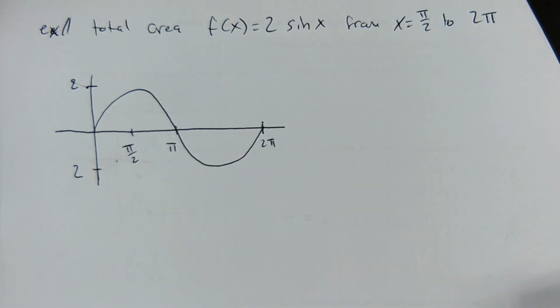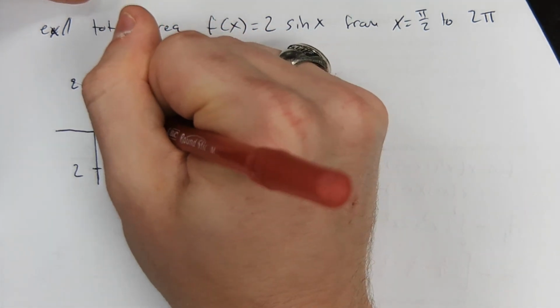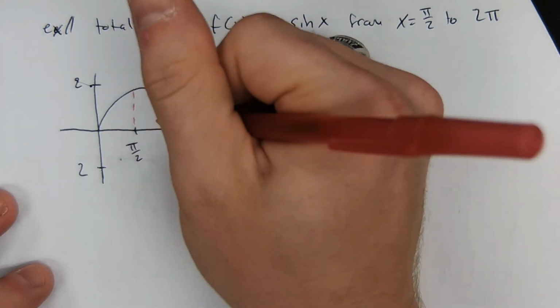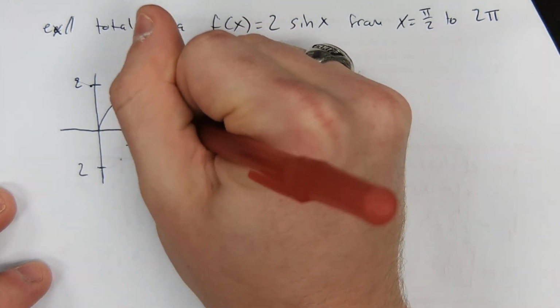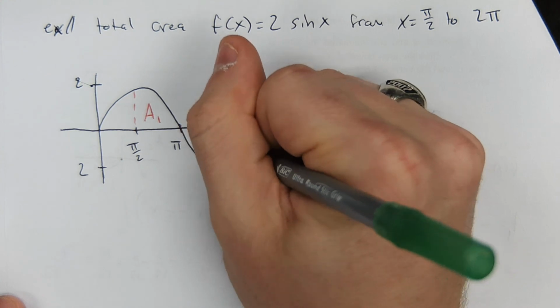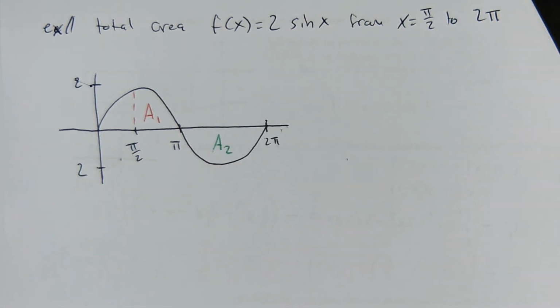Oh, check that out. So what we have here is a positive area 1 and a negative area 2. So we will have to subtract the integral from pi to 2 pi.